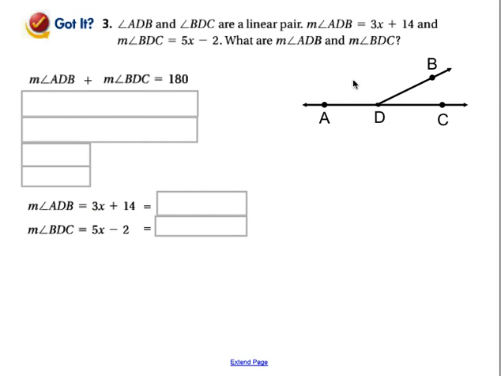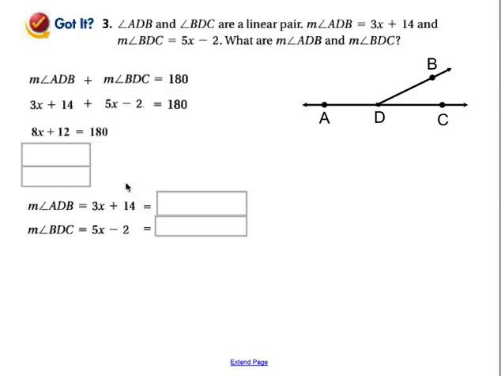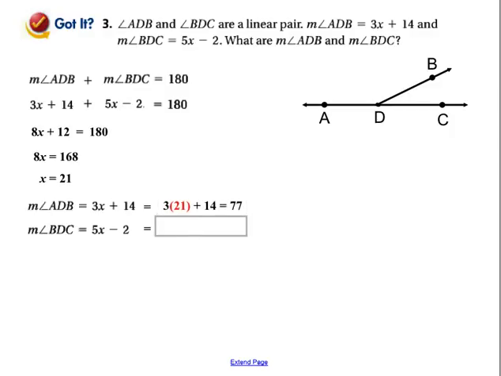Here's another one for you to try. Angle ADB and BDC are a linear pair, and the measure of angle ADB is 3x plus 14, BDC is 5x minus 2. What are those two angle measures? Well, here's our starting equation. Substitute in those algebraic expressions, combine your like terms, and then simplify. Subtract 12, divide by 8. x is 21, plug it back in. You get 77 for ADB and 103 for BDC, and they do add to 180.